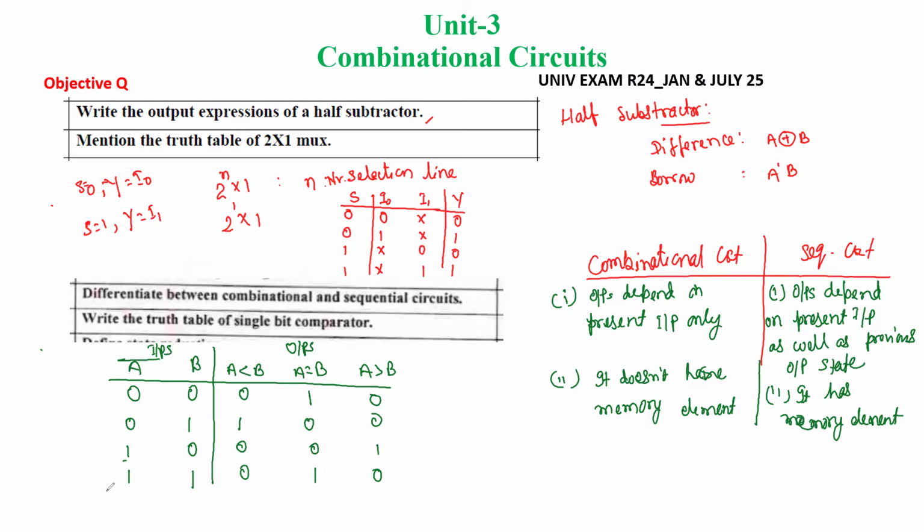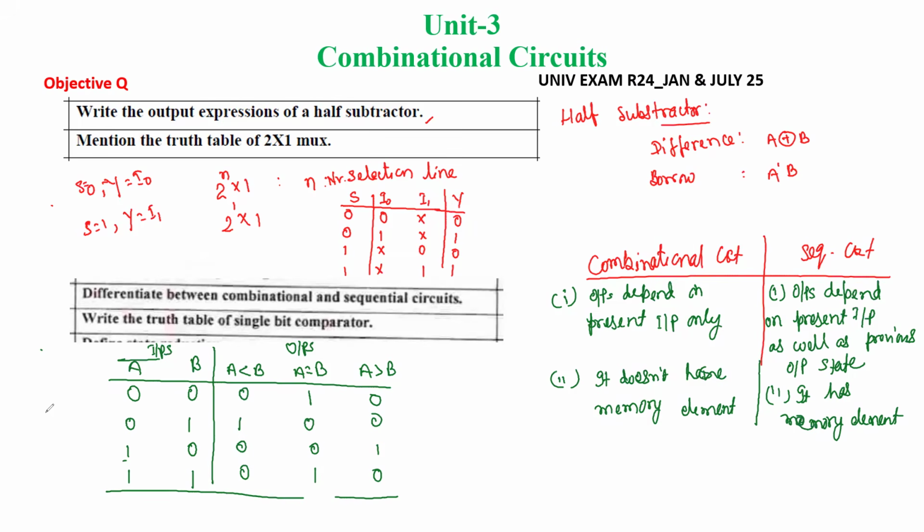Okay, this is the truth table of the single bit magnitude comparators. If they're asking for a 2-bit magnitude comparator, it means each number has two bits. We have to understand that, because many times students make mistakes in this. So what are the single bit and 2-bit magnitude comparators?